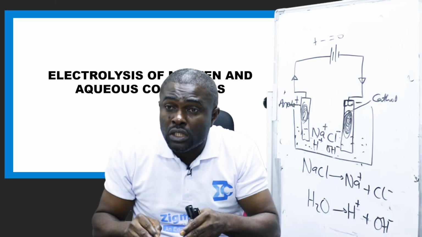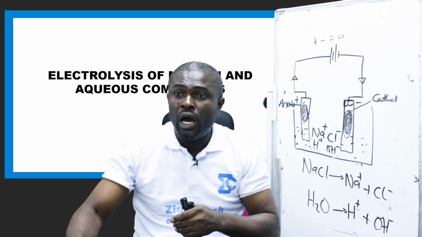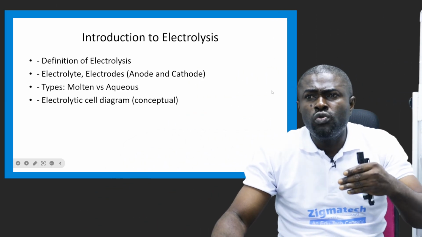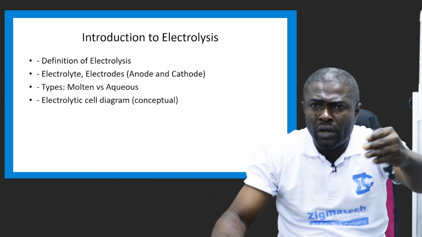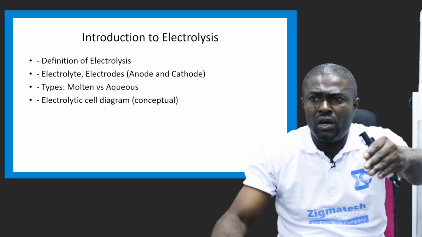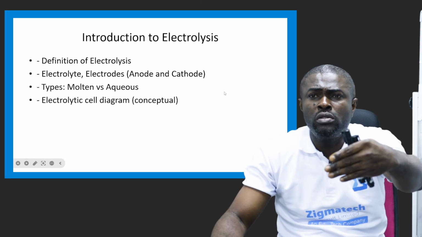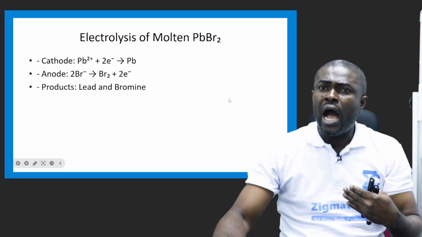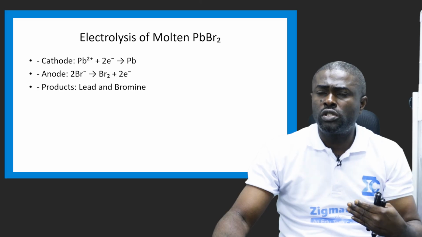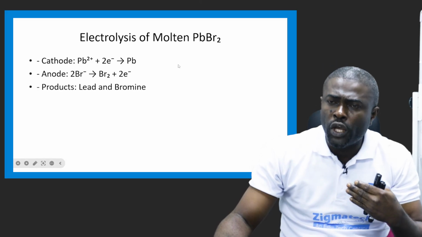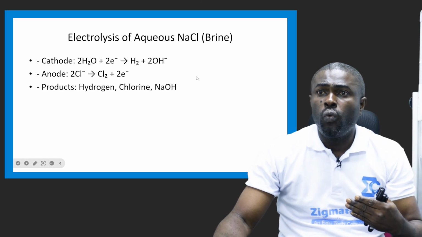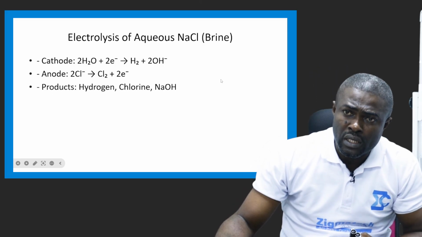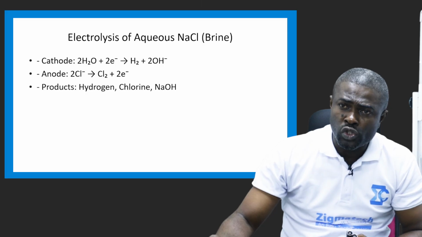But coming to aqueous, there will be a competition. Then how do we solve this? How do you know the one that will go out as a neutral entity, and how do you know the one that will come back? How do you note that? We consider some factors. What are these factors? That is where we are going to stop today.